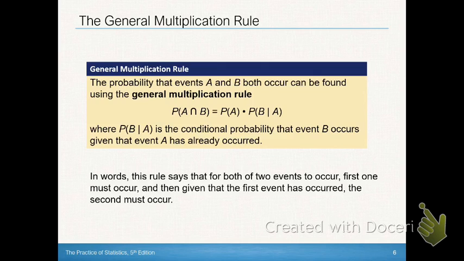This is the formula you're going to use anytime you're doing an and problem. So find the probability that this happens and this happens, or event A happens and then event B happens. Anytime you have a question like that, this is the formula you're going to use. So if we want to find the probability that event A happened and then event B happened, we find the probability that event A happened and then multiply it by the probability that B happens given that A has already occurred.